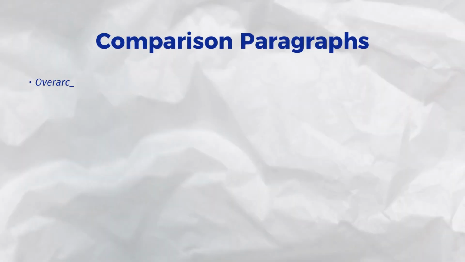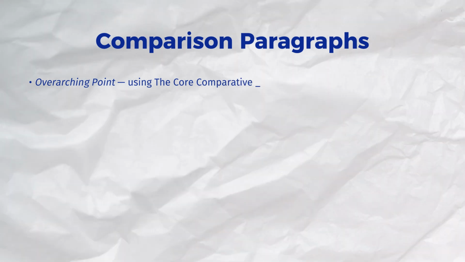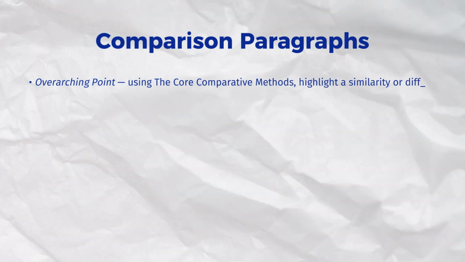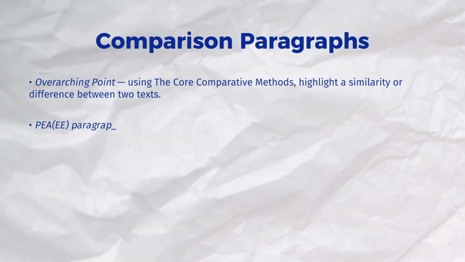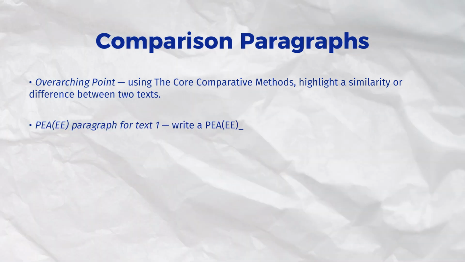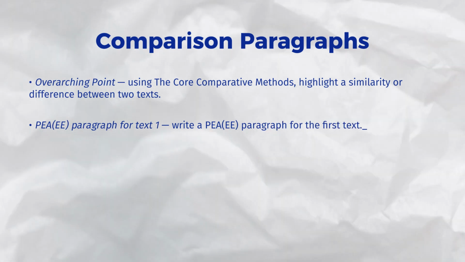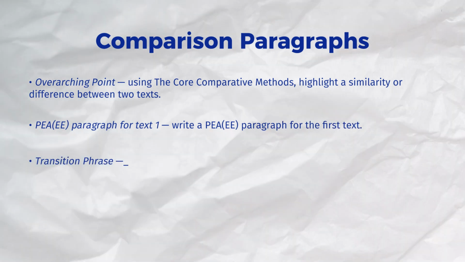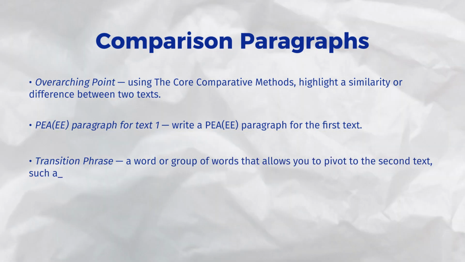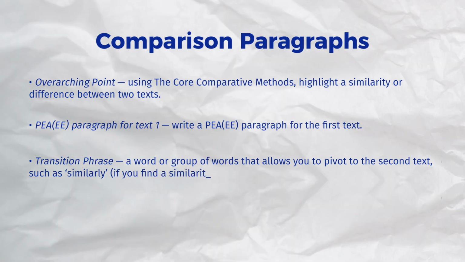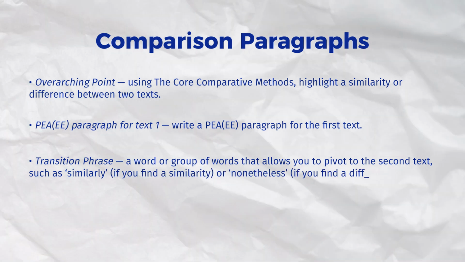So, when it comes to writing comparison paragraphs in English, I want you to remember 4 key steps. Number 1 is your overarching point. Using the core comparative methods, highlight a similarity or difference between two texts. Then you have your PEA-EE paragraph for text 1. Write a PEA paragraph for the first text. Then you have your transition phrase, which is simply a word or group of words that allows you to pivot to the second text, like similarly if you find a similarity, or nonetheless if you find a difference.